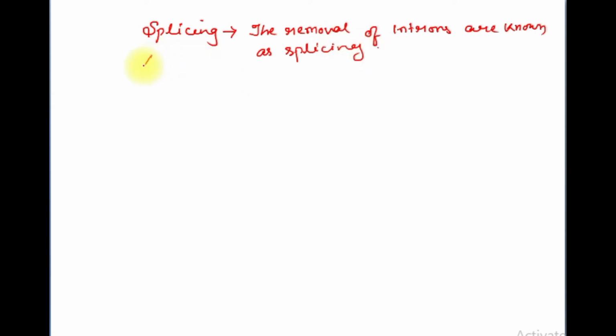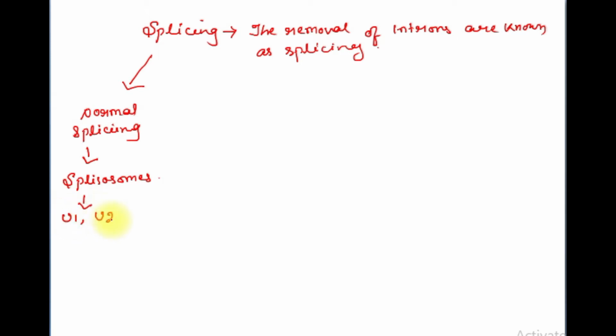There are three types of splicing. First is the normal splicing. What happens in normal splicing? There are various types of spliceosome components involved during this process, like the U1 snRNP, U2, U4, U5 and U6. These are the snRNPs, or we can also write them as SNRPs.